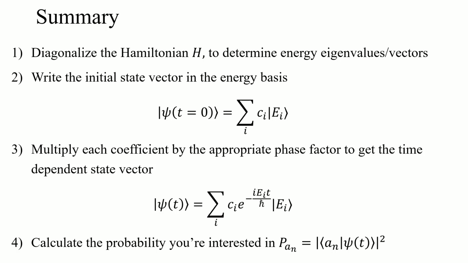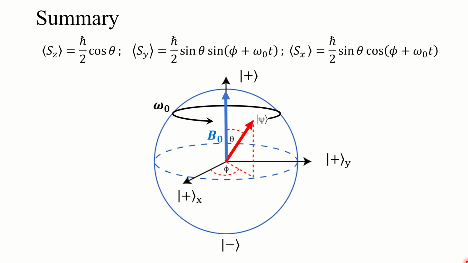Once we have our state vector as a function of time, we can then calculate whatever probabilities or expectation values we're interested in. What we did last time is we looked at a general superposition state of our spin 1/2 system. So it's in some superposition of spin up, spin down, in this Bloch sphere representation, somewhere up at some angle defined by theta and phi. When we have our magnetic field in the z direction, that defined our Hamiltonian as that magnetic moment dotted with that magnetic field vector.